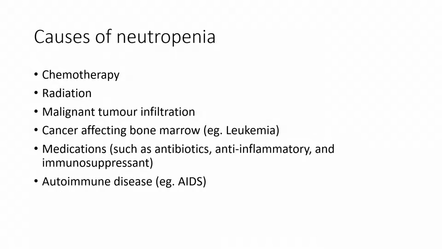Autoimmune disease, such as AIDS, can also decrease our neutrophil count. Some elderlies, over the age of 65 years old, may also have low white blood cell counts.